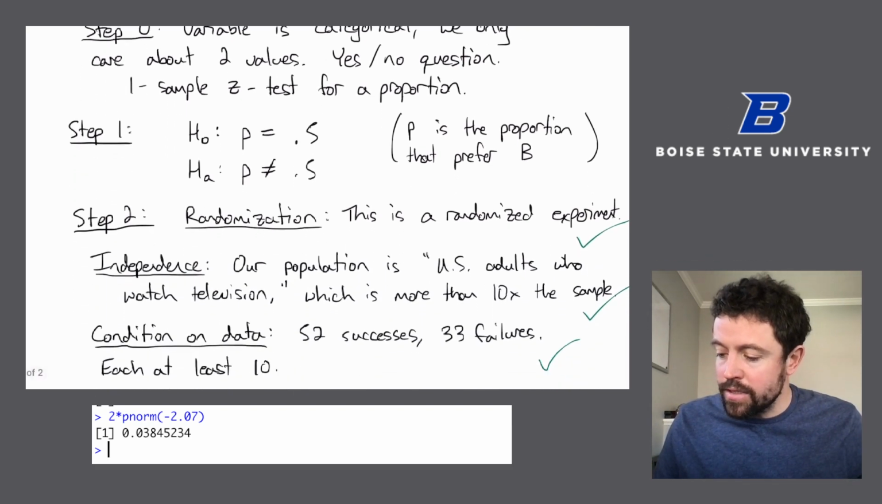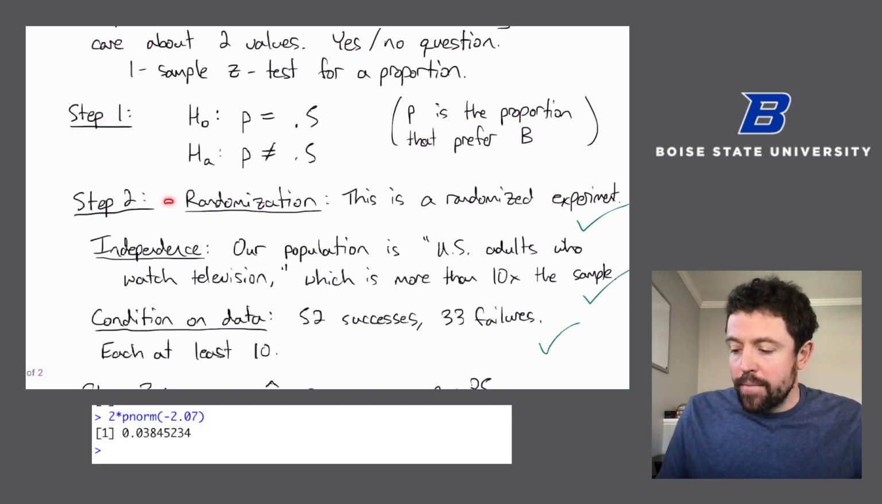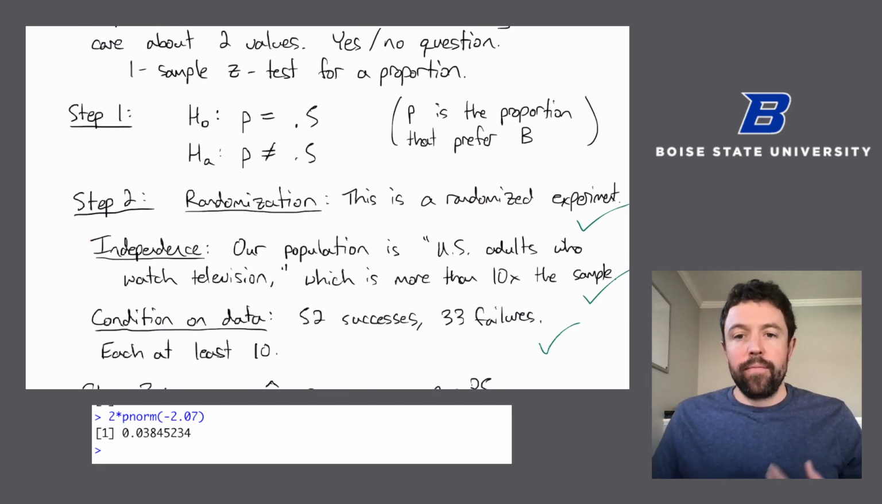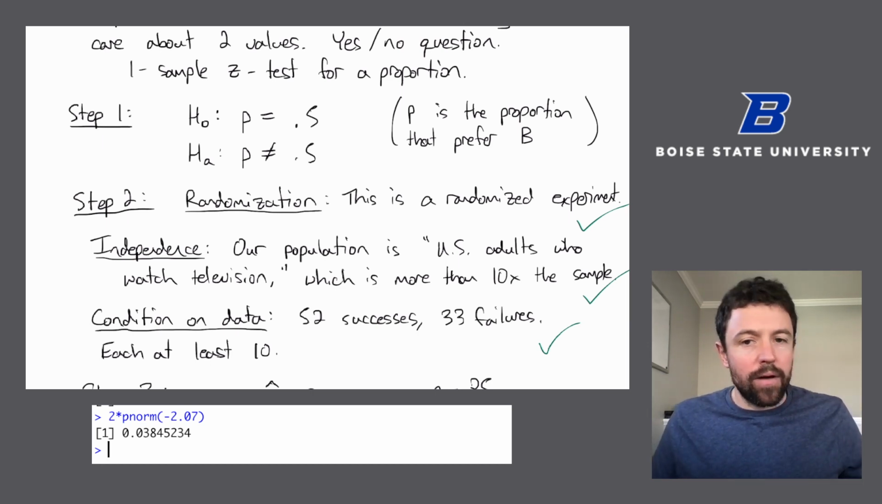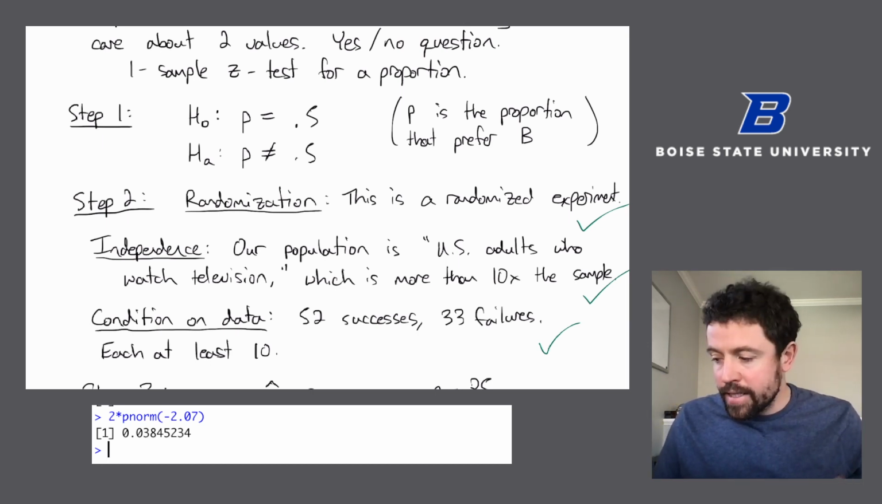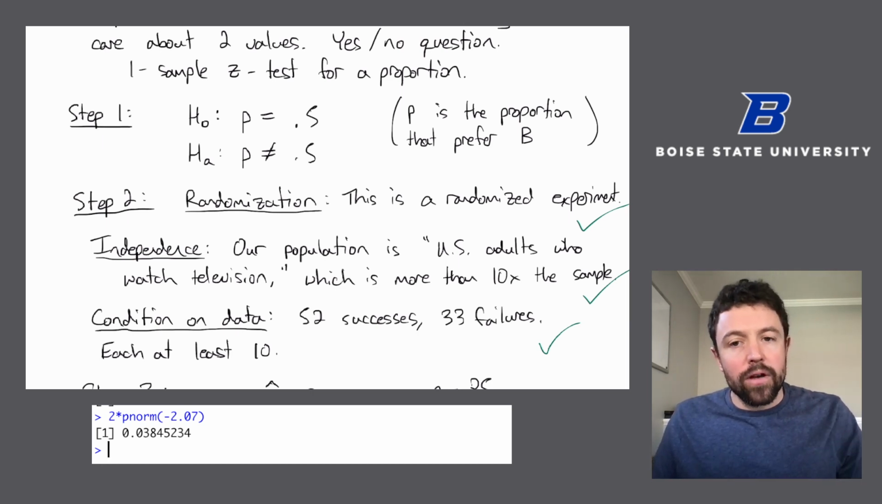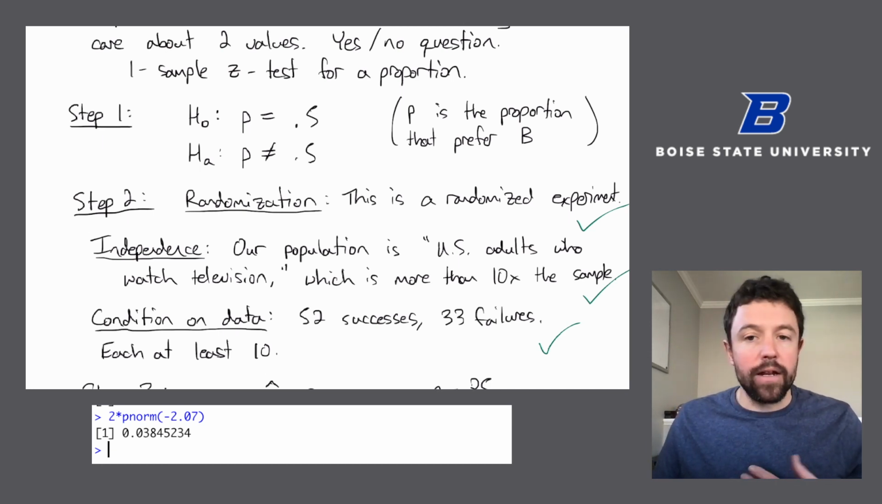All right, so checking conditions. Randomization and independence, you're hopefully getting familiar with. Remember, one of the big things I see people mess up is that we have two different randomization conditions if it's an experiment versus an observational study, right? In this case, it's an experiment, and so what we look for is randomization of treatments. Here it was randomized because they randomly decided the order in which people watched the two videos. If it had been an observational study, we would be looking for a random sample.